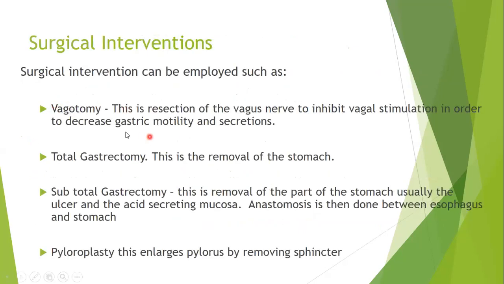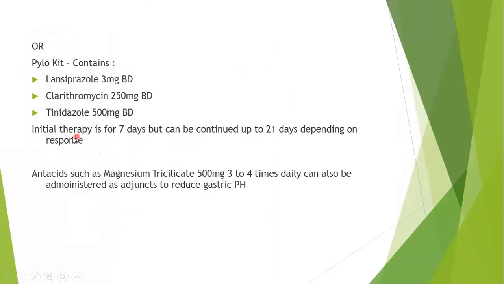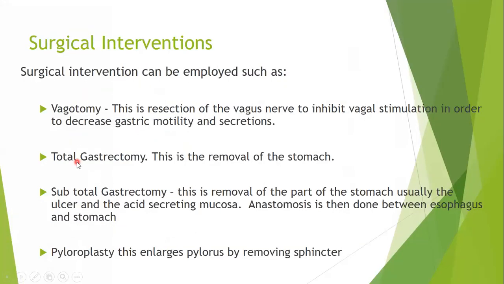Surgical interventions, really you cover them in greater detail in your surgery, but vagotomy can be done where there's resection of the vagus nerve to stop the stimulation by hydrochloric acid. Also, total gastrectomy can be done where there's the removal of the stomach in case these ulcers are extensive. Perhaps they've actually caused cancer to develop.